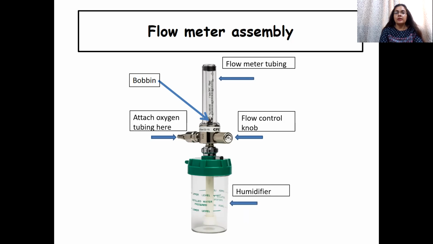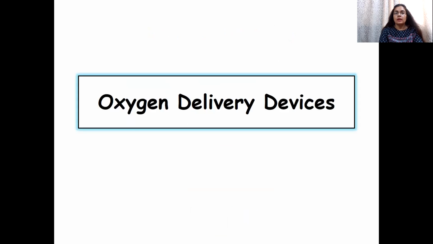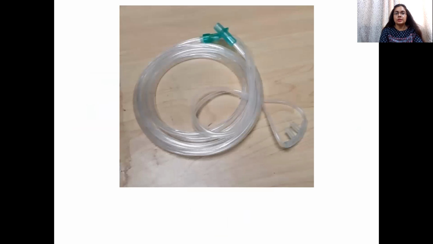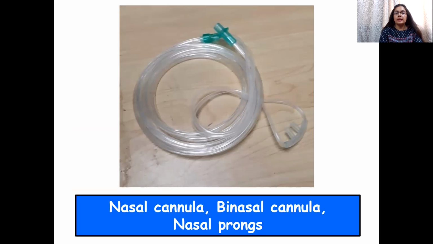Here is the humidifier, and you need to fill it with water as indicated on the bottle so that you are able to give humidified oxygen to the patient. Coming on to the delivery devices, which can be classified as low flow systems, reservoir systems, high flow systems, and enclosures. This is a nasal cannula or binasal cannula or nasal prongs.